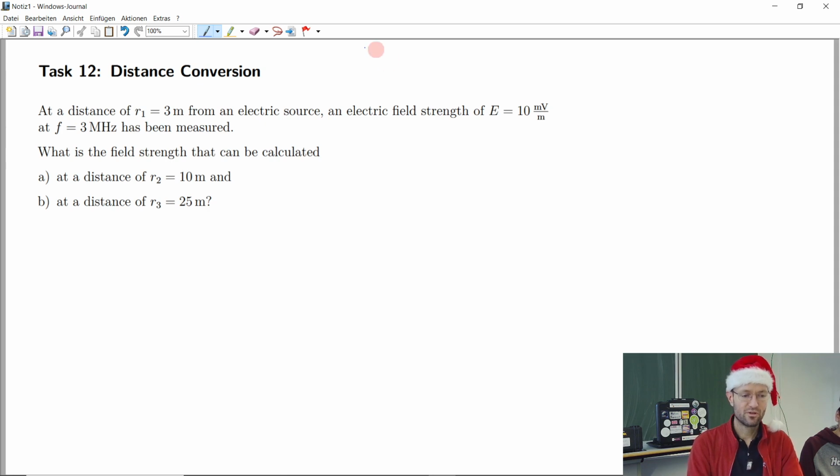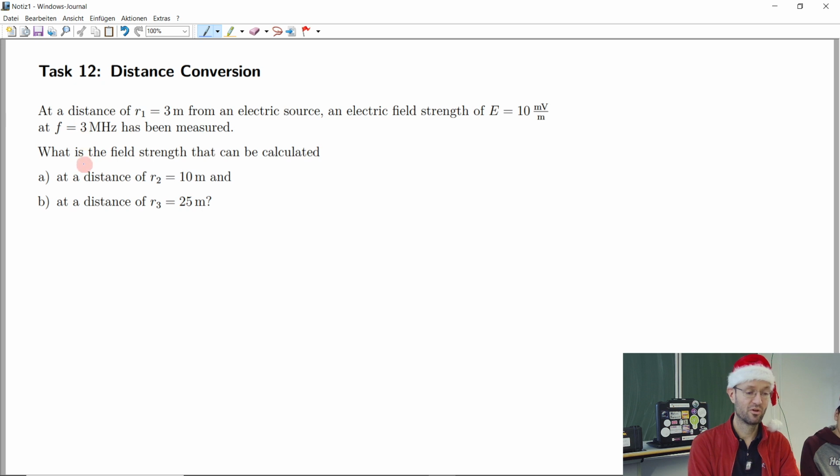And then we can have a look at this task number 12, which is, as already said, about distance conversion. And so we have some electric source, and electric source means it's like a Hertzian dipole. It's some electric dipole. At a certain distance of 3 meters, we have a field strength of 10 millivolts per meter at a certain frequency of 3 megahertz.